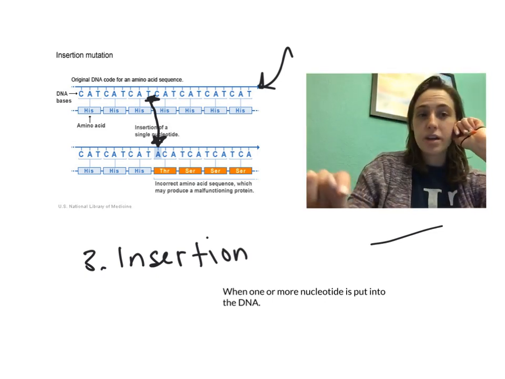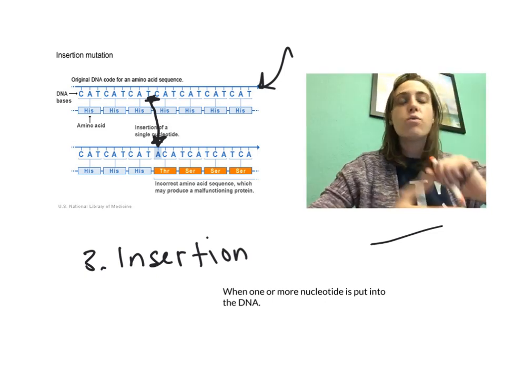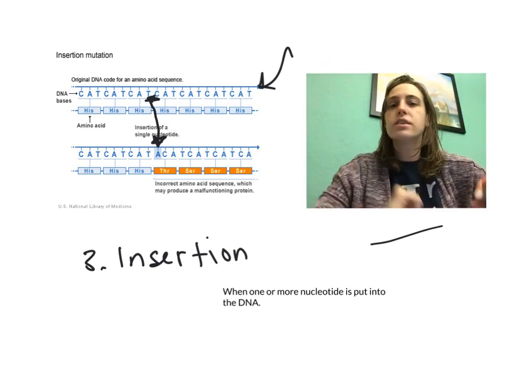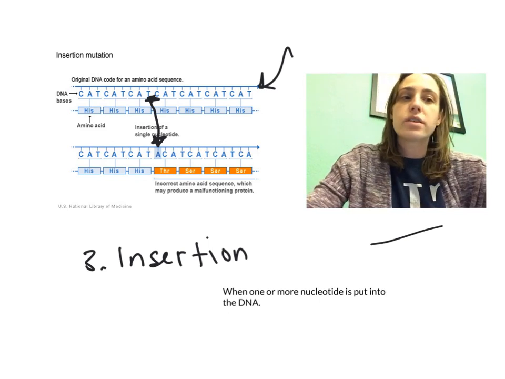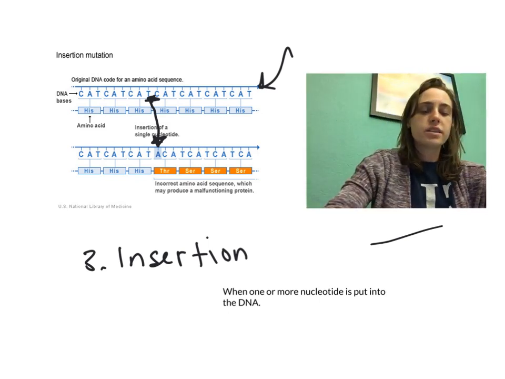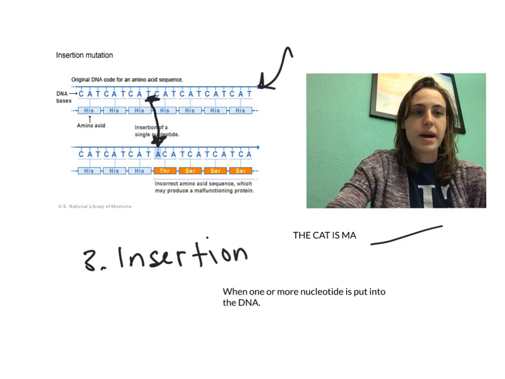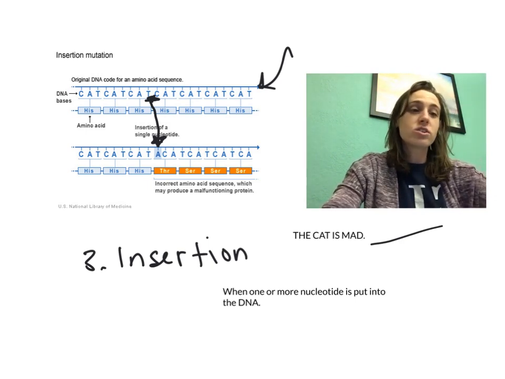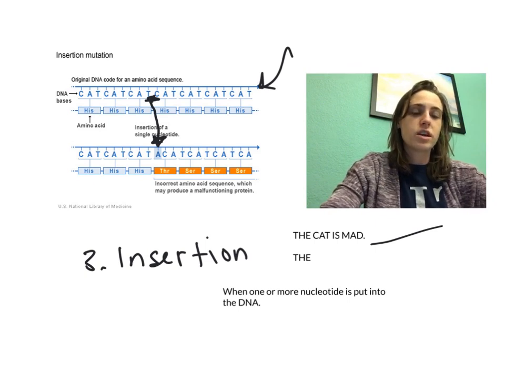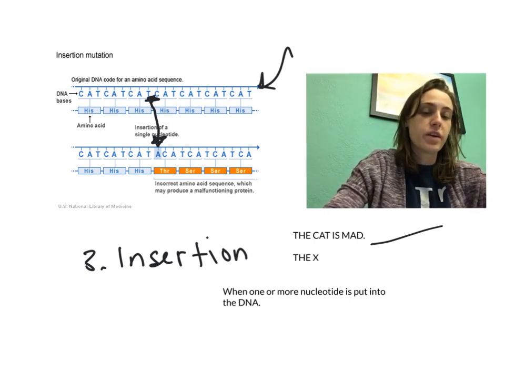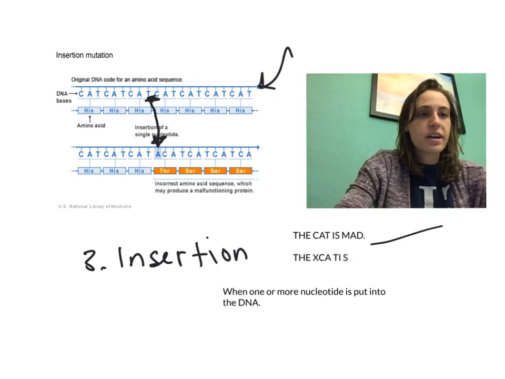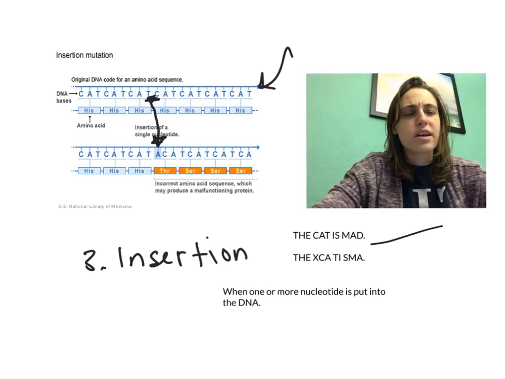Now, question for you to see if you were paying attention on the last one. Would we consider this a frame shift mutation? Yes or no? Well, let's look and see. What would this be like if I were to type a sentence? So let's say the cat is mad. I'm going to make an insertion, so I'm going to just enter in a random letter. So X, C, A, T, I, S, M, A, D.